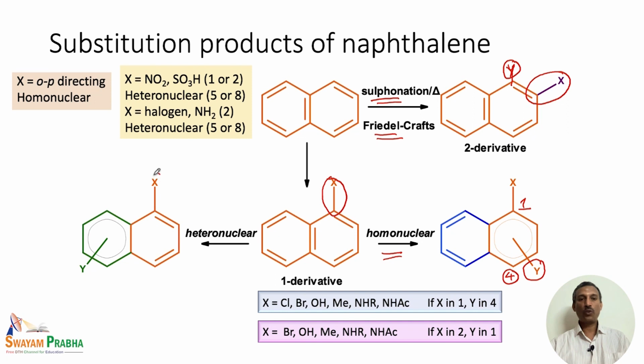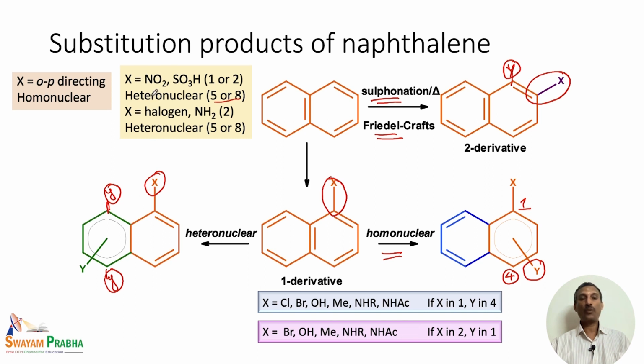That means if the substitution is on position number 1 or 2, it doesn't matter. If we have the nitro group or the sulfonic acid group, the second, heteronuclear substitution generally happens at position number 5 or 8. If we start from number 1, this is 1, 2, 3, 4, 5. So the substitution may happen at this position, or 6, 7 and 8. This is the second introduction. So the second group goes to the other ring by heteronuclear substitution. That means if the X group is nitro or sulfonic acid, the second group is introduced in the second ring. Why does this happen?